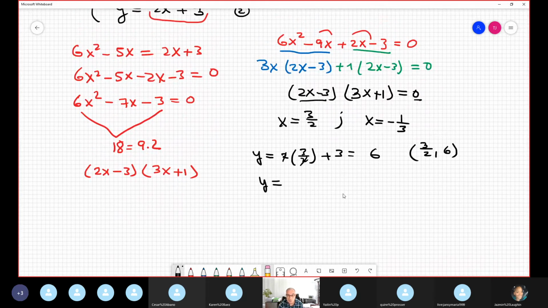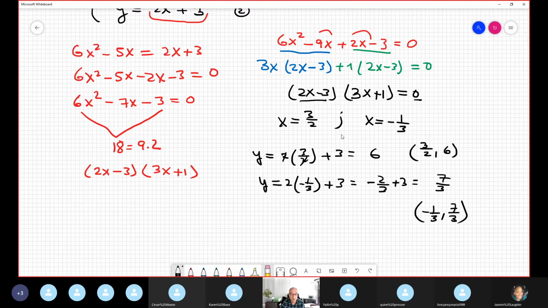y is equal, again, 2 times negative 1/3 plus 3. Entonces, negative 2/3 plus 3, que es equal 7 over 3, because it's 9 over 3 minus 2 is 7 over 3. And the second solution is the point negative 1/3, 7 over 3.